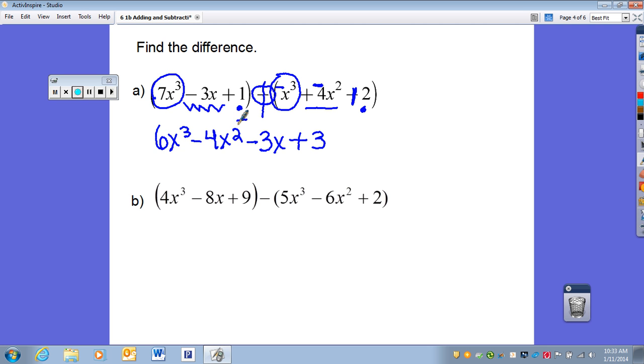My polynomial is now written in standard form. I have found the difference, which is subtraction, and I do not have anything else to combine.